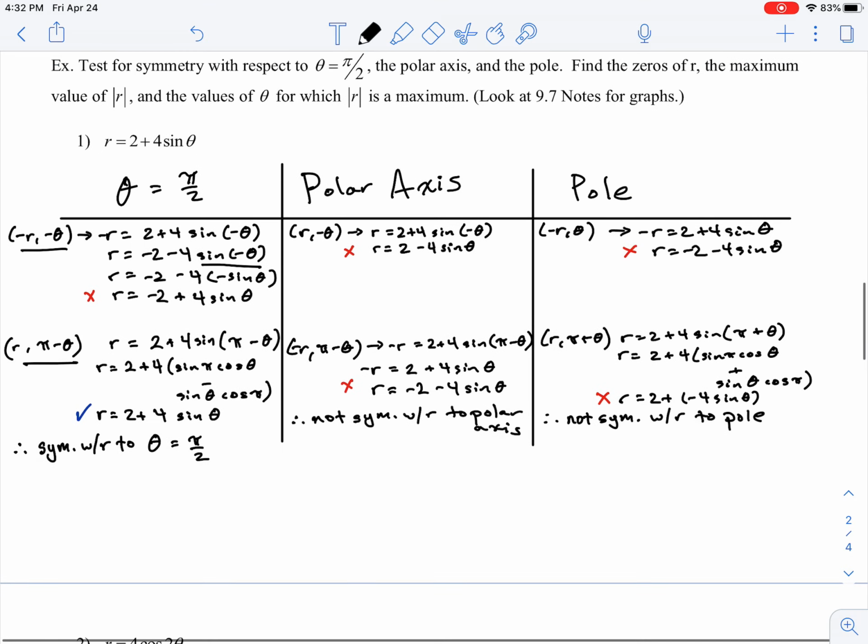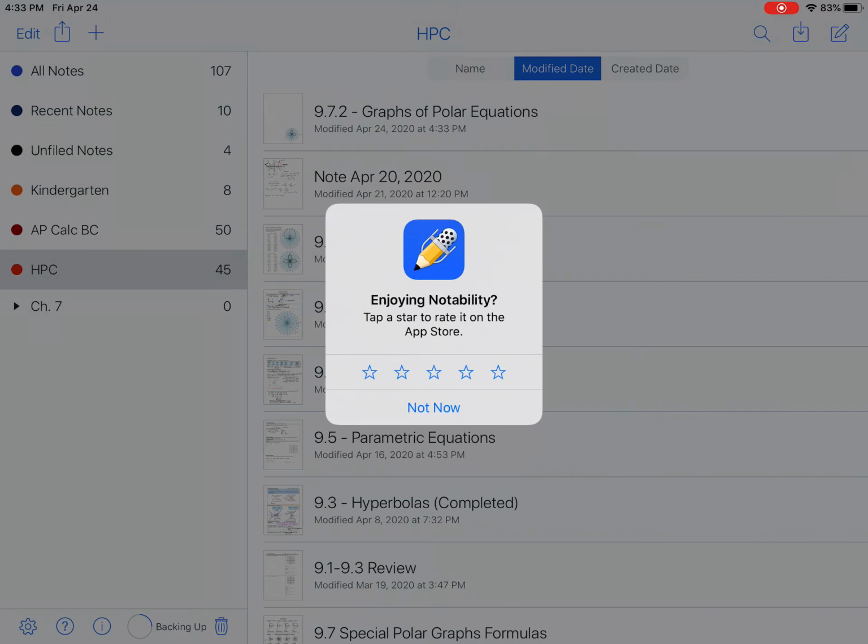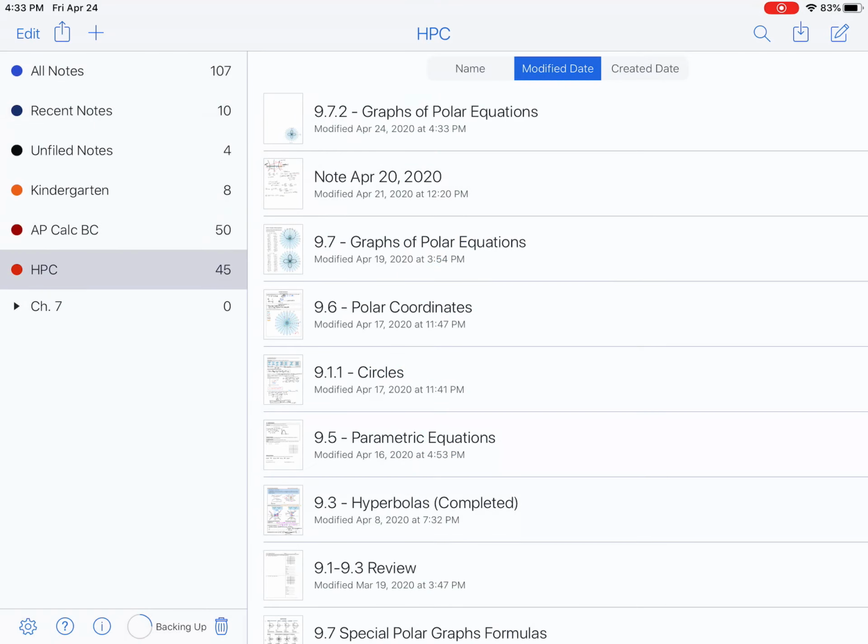So the only symmetry that we were able to verify algebraically was that this polar graph is symmetric with respect to the angle theta is equal to pi over 2. If you recall that graph, it was a limacon. Just look back to your notes from part 1 or what we did early on in 9.7. It's the very first graph.